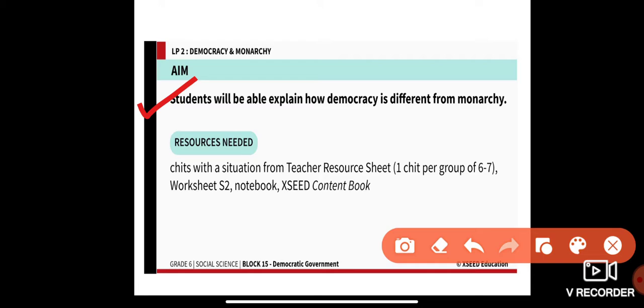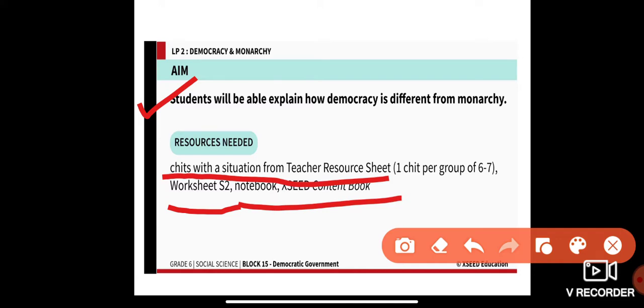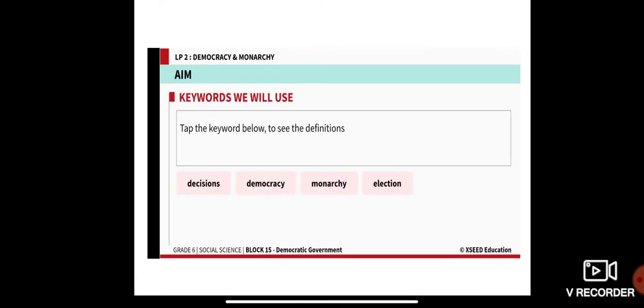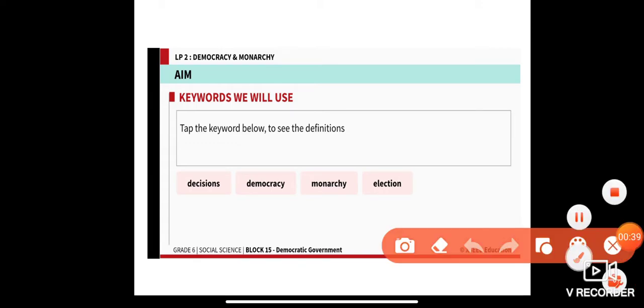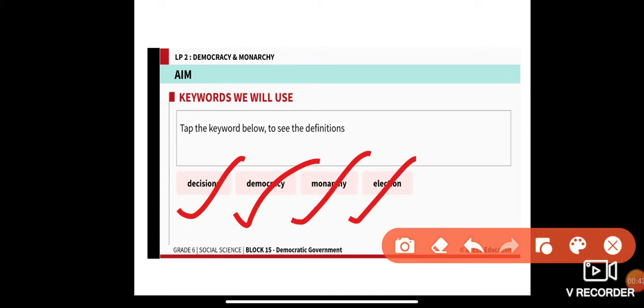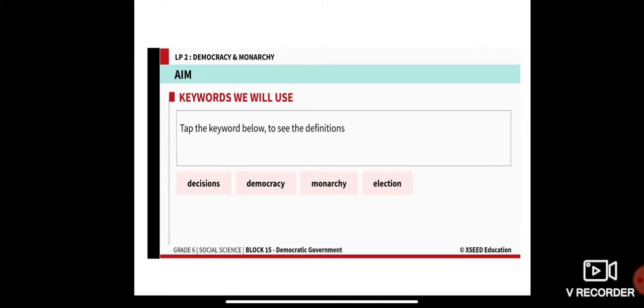The resources required are your cheat sheet with the situation from the resource sheet, worksheet, notebook, and your exit content book. The keywords that we will use today are decision, democracy, monarchy, and election. So let's get started.